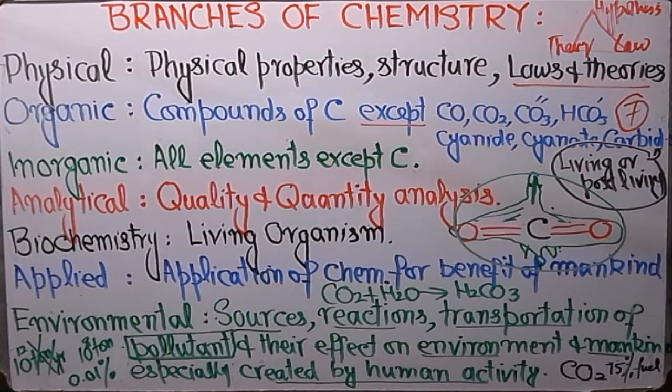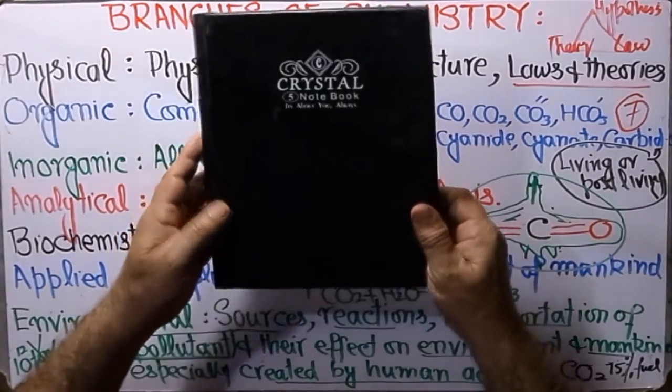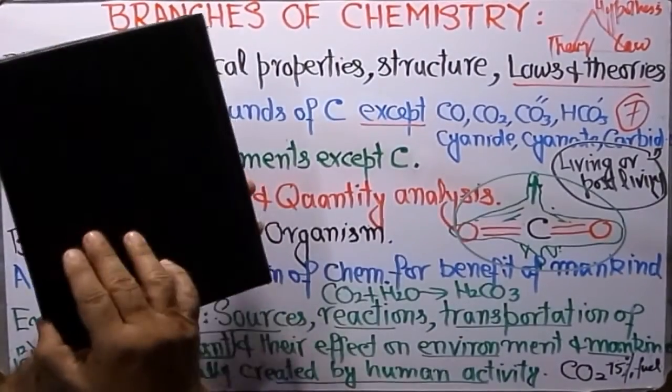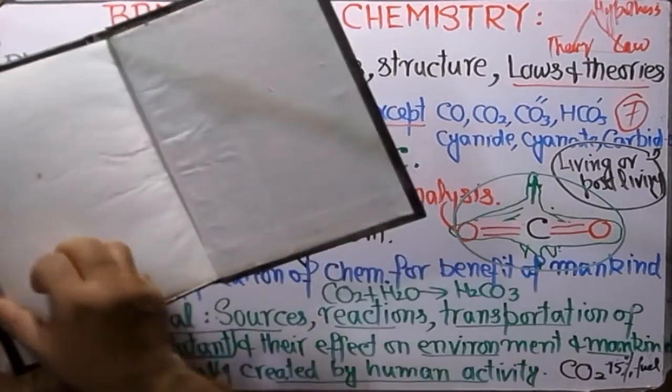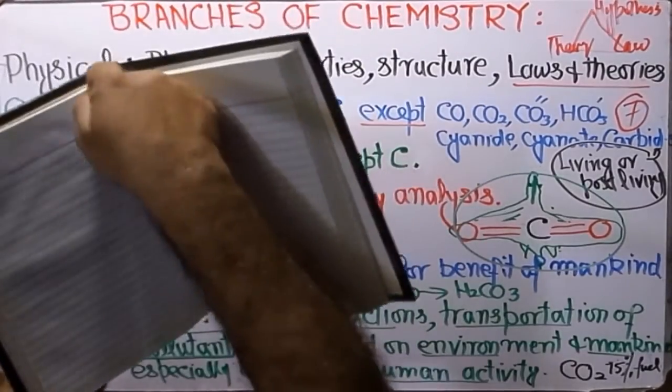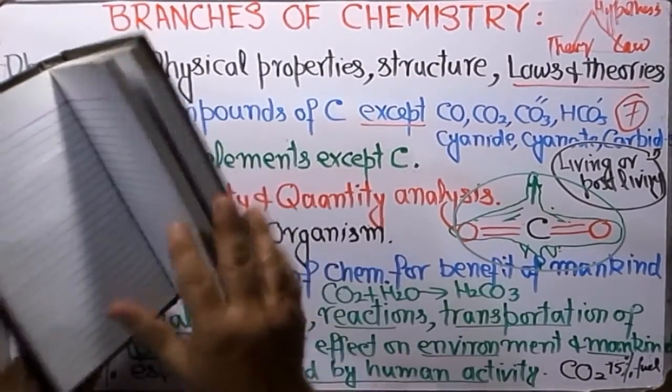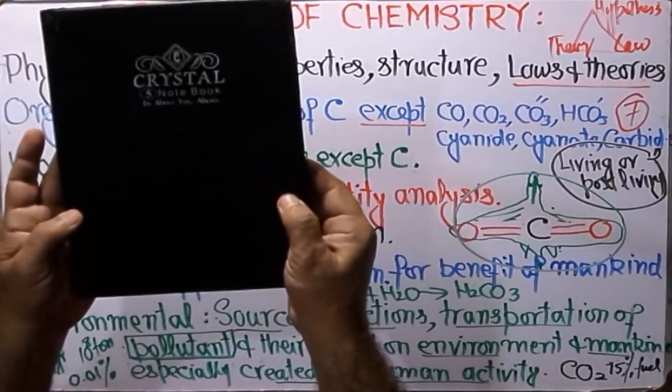Then there is analytical chemistry. Analytical chemistry means when we study the quality and quantity of a substance. For example, I have got this copy. See, for the material from which it is made, it is a cord, this is paper, there is glue, there is thread. So this is a qualitative analysis.